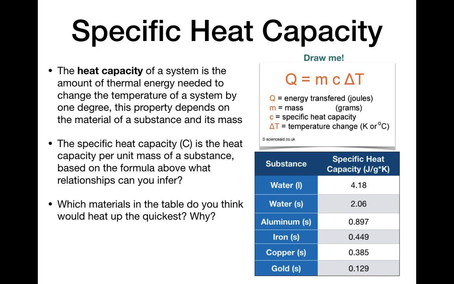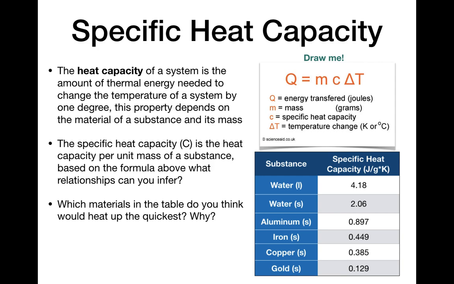So take a look at this table. Here we have some samples of different heat capacities, joules per gram per Kelvin. Kelvin is a measure of temperature if you're not familiar with it. And I have liquid water, solid aluminum, solid iron, solid copper, and solid gold. And here are our specific heat capacities. So which of those materials do you think would heat up the quickest and why?